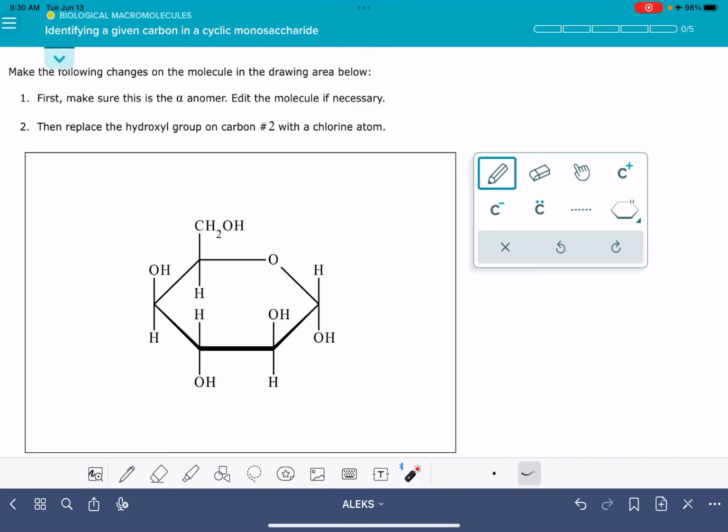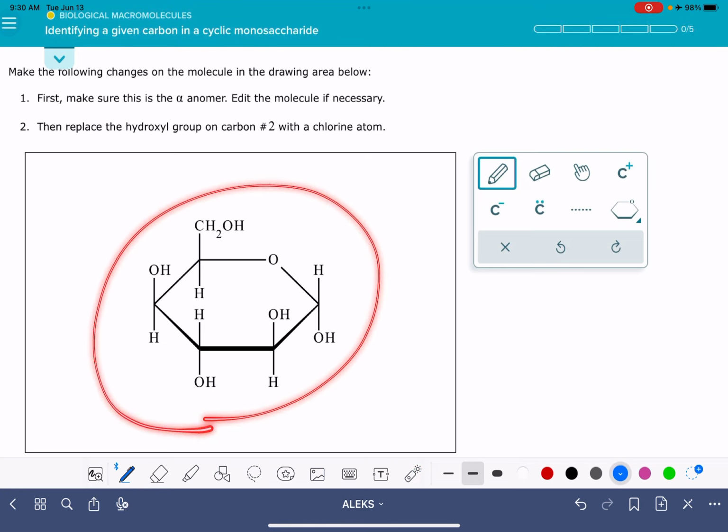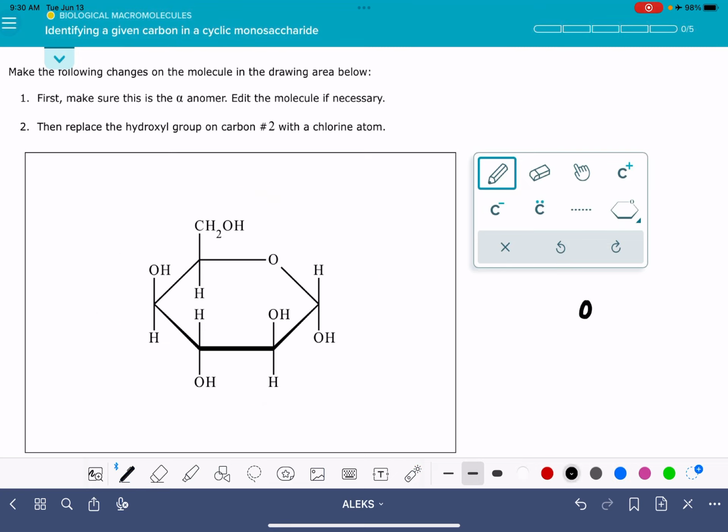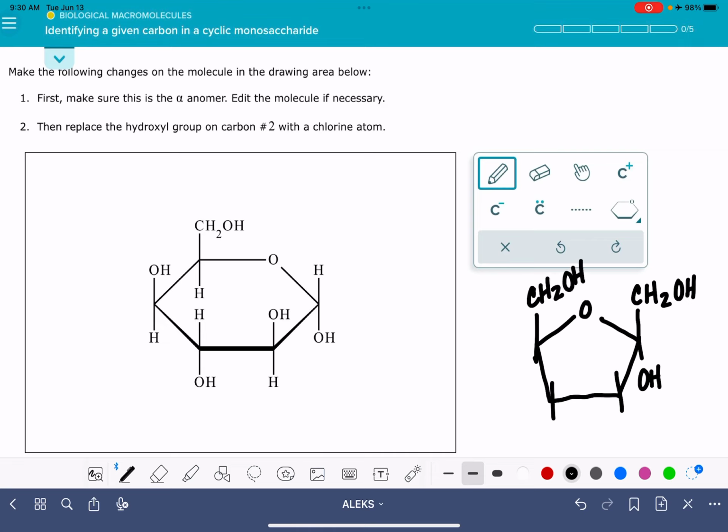In this video, we're going to work on the ALEKS problem called identifying a given carbon in a cyclic monosaccharide. This problem is going to provide us with the structure of a monosaccharide. It could be a 6-membered ring like I have here, or it could also be providing us with the structure of a 5-membered ring, which I'm going to draw over here. A 5-membered ring is going to look something like this. I'm not going to draw all of the substituents on the 5-membered ring, but there's the general structure.